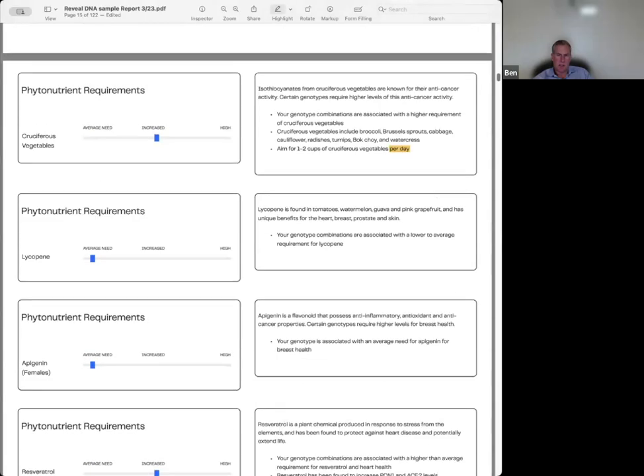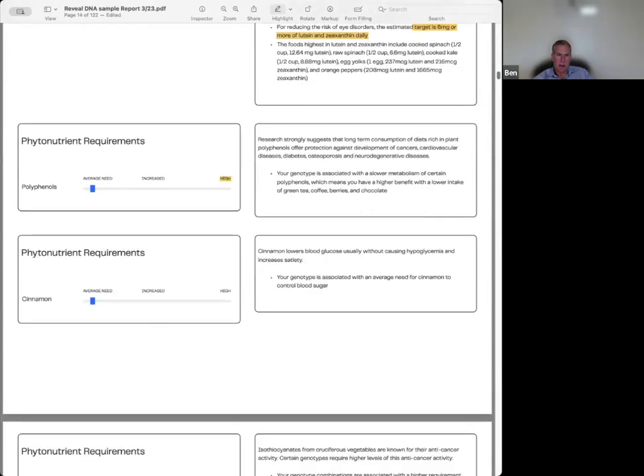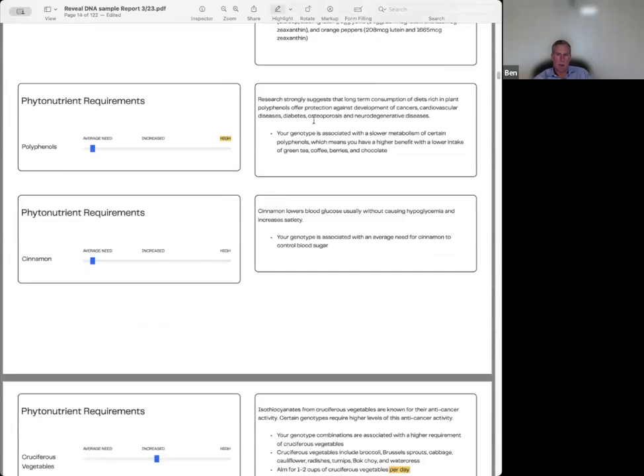Next are your polyphenols. Consumption of a diet rich in plant polyphenols offers protection against the development of cancers, cardiovascular disease, diabetes, osteoporosis, and neurodegenerative diseases. This genotype is associated with a slower metabolism of certain polyphenols, which means they get a higher benefit. They don't metabolize them, they don't get out of the body, but a lot of people are increased in high. And then they need green tea, coffee, berries, and chocolate as a source of polyphenols in their body to maintain these protective factors.